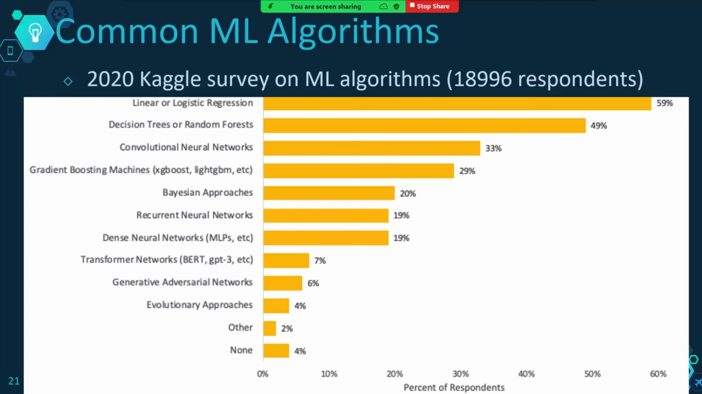Then we have gradient boosting machines. That's ensemble learning, combining different things together. Then we have Bayesian approaches based on statistics. Next, the recurrent neural network, which is another architecture in deep learning. Then the dense neural network, that's the regular deep neural network, and some other things.